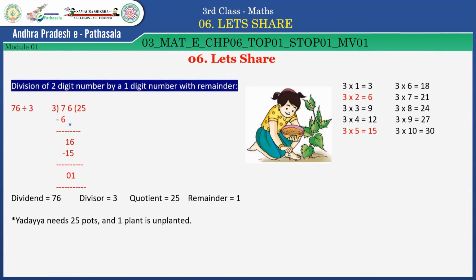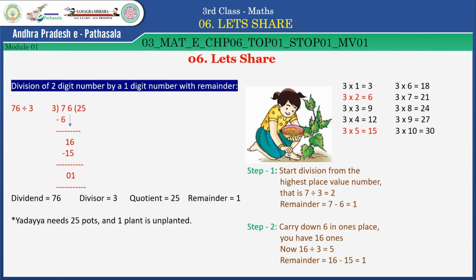2-digit division with 1-digit with remainder. In that, the first problem is 76 divided by 3. Here clearly 76 is the dividend and 3 is the divisor. Now follow the steps. Step 1. Start division from the highest place value number, that is 7. 7 divided by 3 is equal to 2 and the remainder is 7 minus 6 is equal to 1.